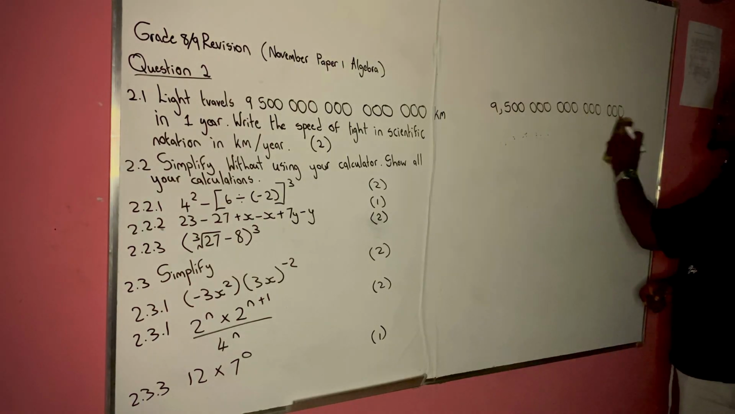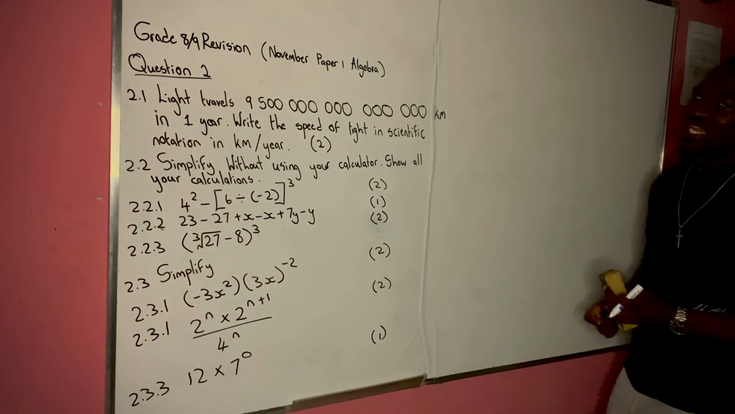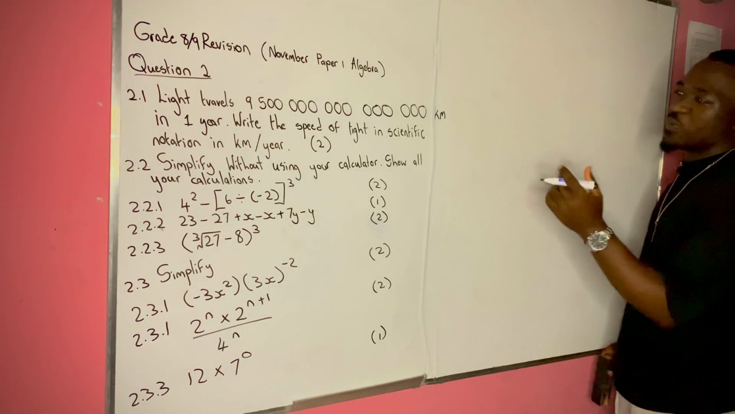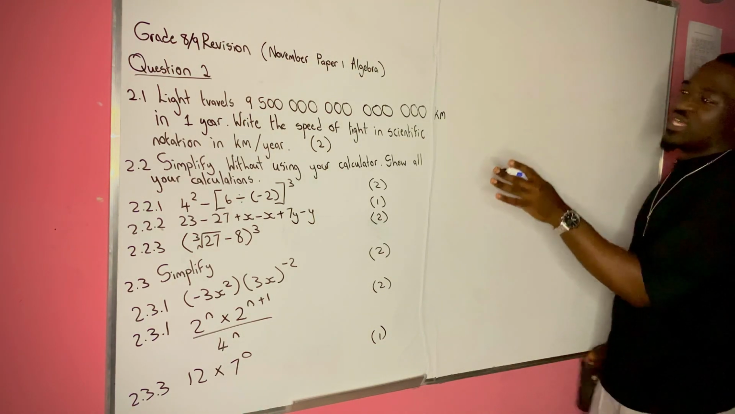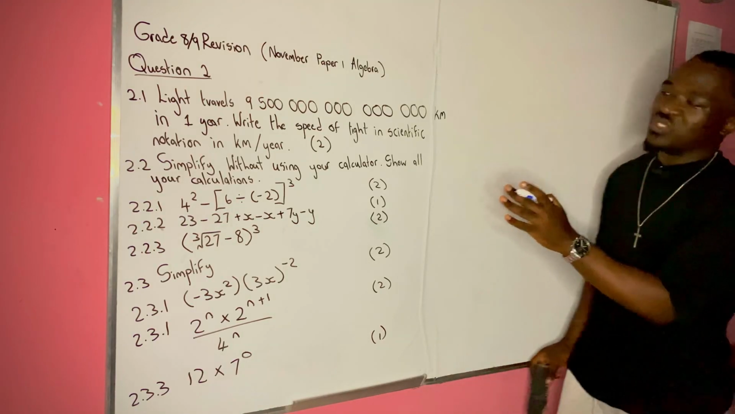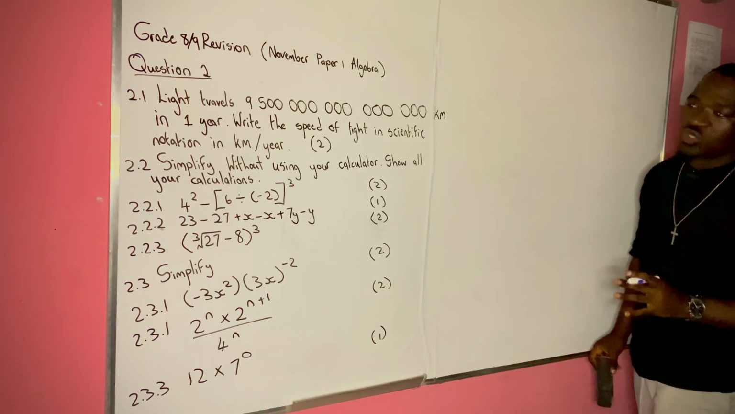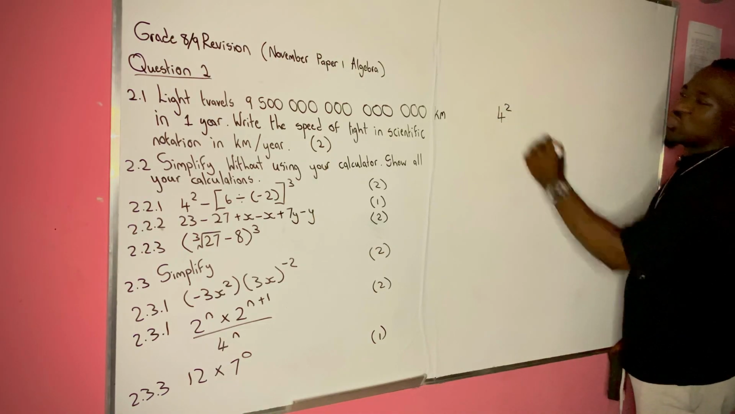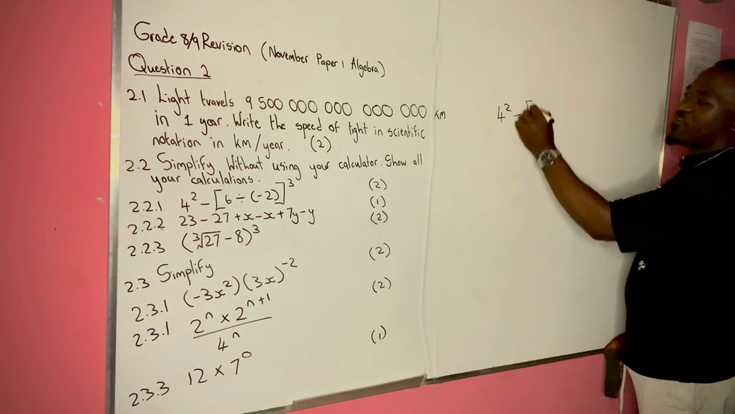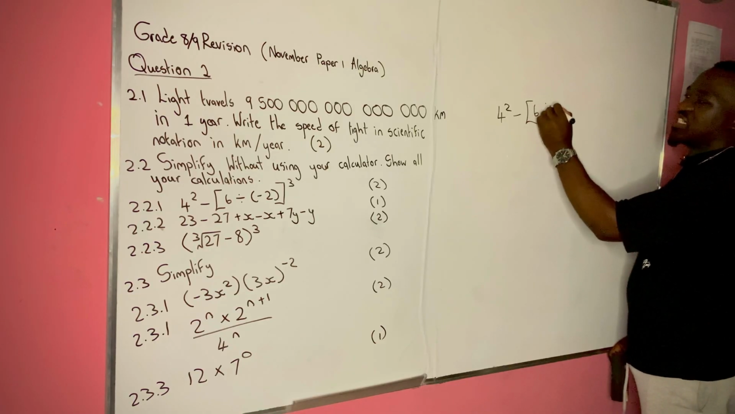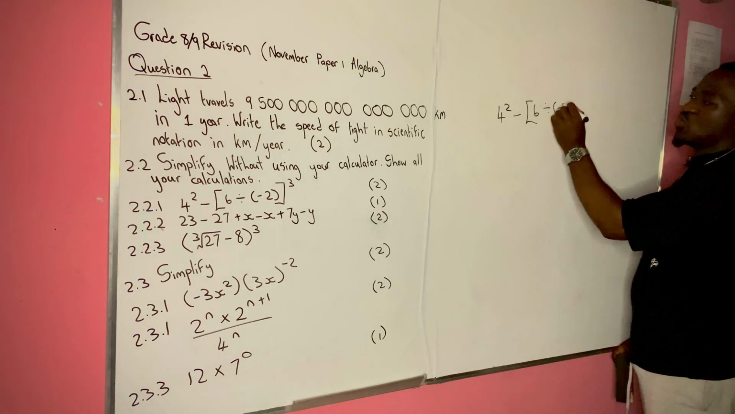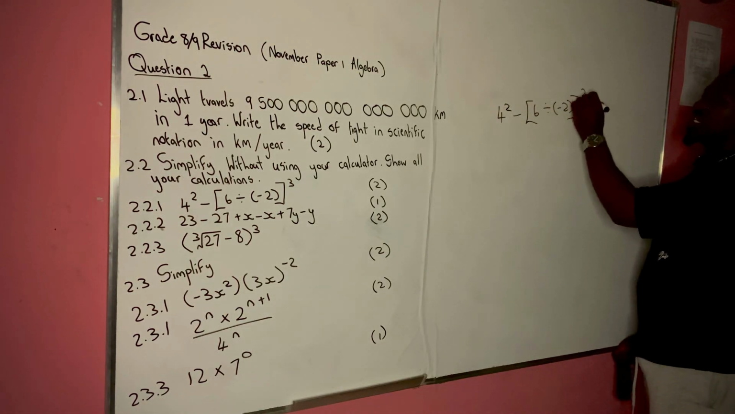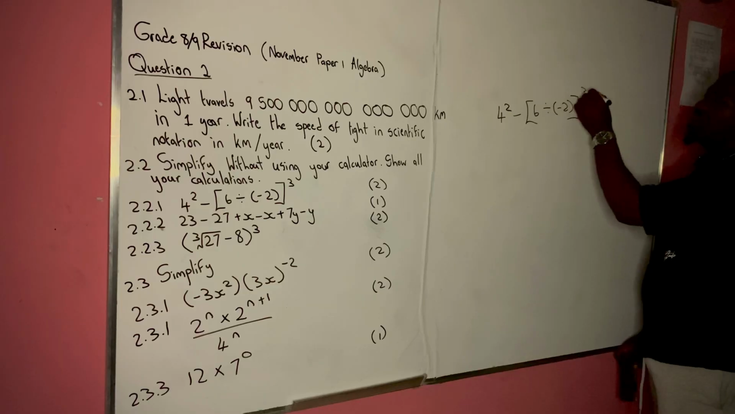Now let's just remove this since we're done with it, and move on to the following question, which is 2.2.1. The statement is simply saying simplify without using your calculator, show all your calculations. So when you look at that, we have 4 to the exponent of 2 minus, box bracket, 6 divided by -2, close bracket, and then all raised to the exponent of 3.